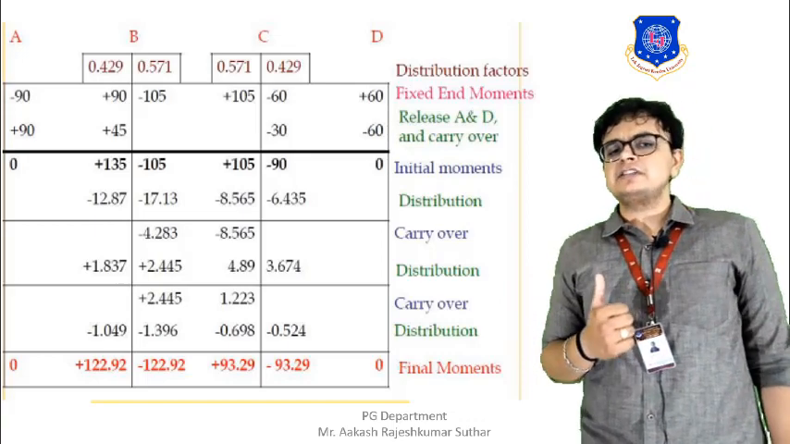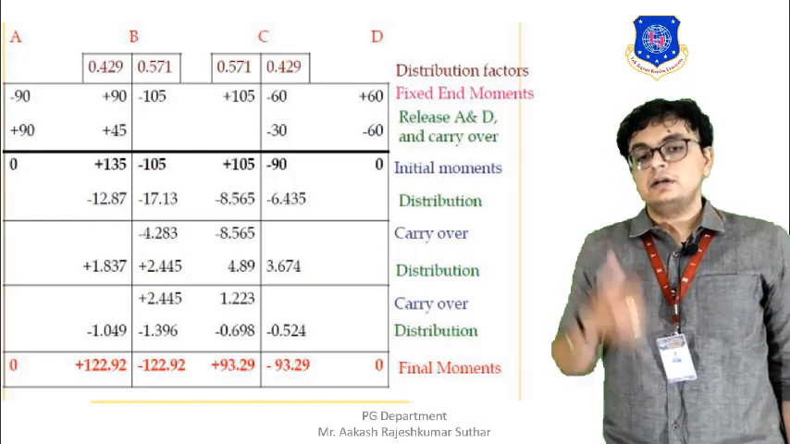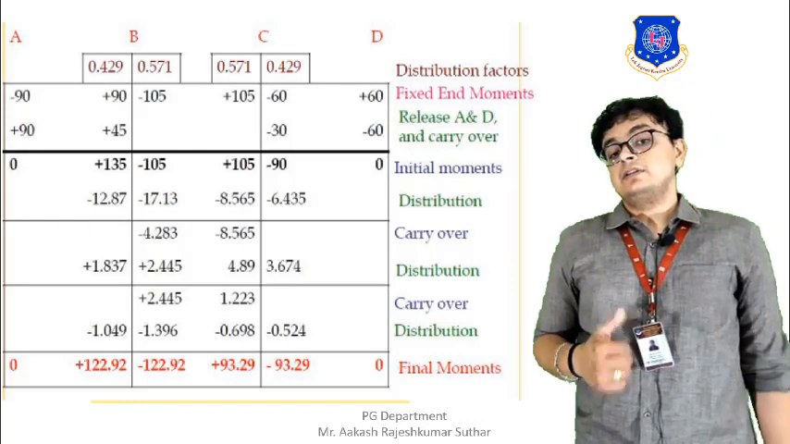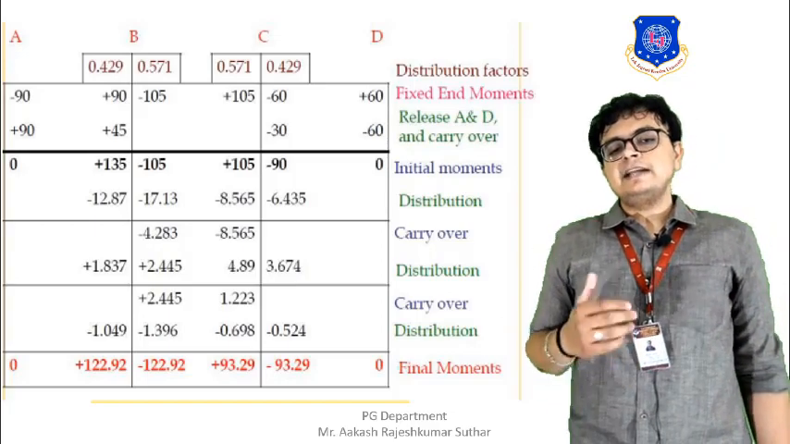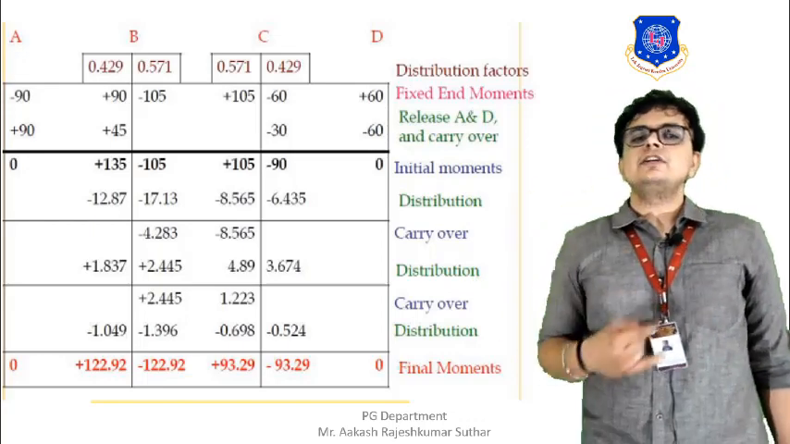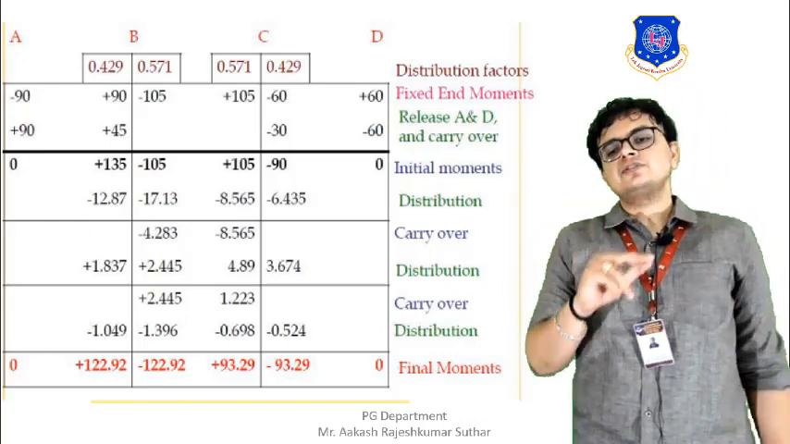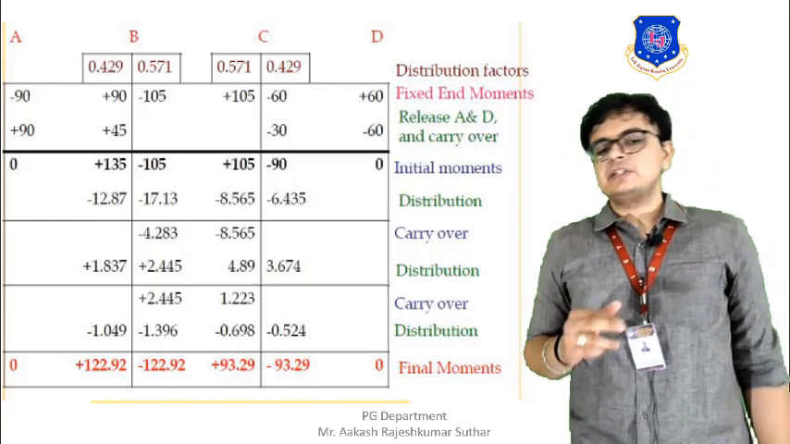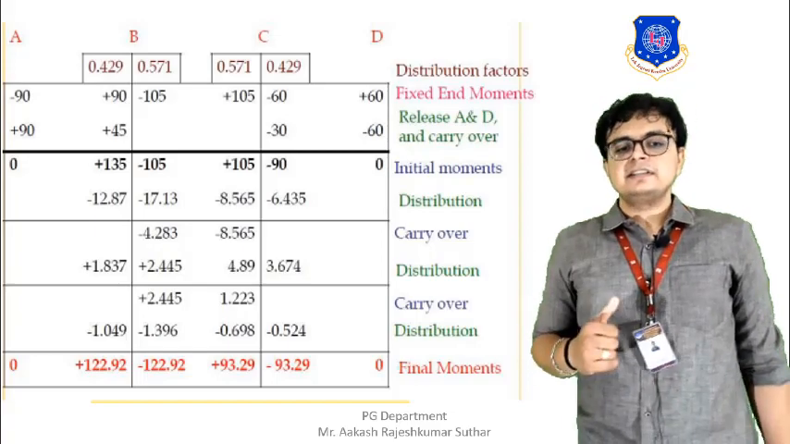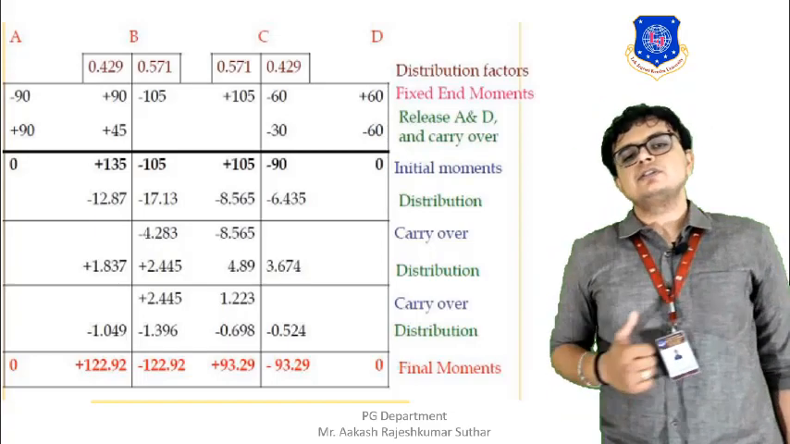Similarly talking for CB, initially while distribution we have the distribution bending moment of minus 8.565. So half of it will be minus 4.283, that will be transferred to BC. Okay, so only these two moments are going to be transferred. After that, whatever value we have got, we have to multiply it with the distribution factor.